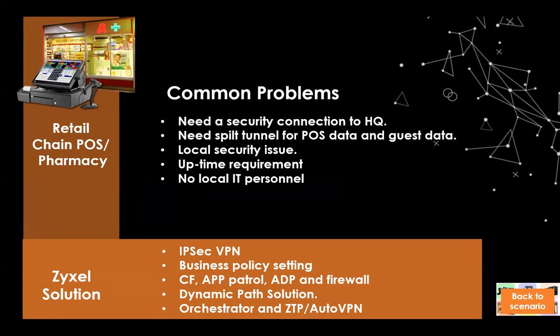Common problems are that they need a secure connection to their main headquarters that provides all of their data, the reporting information, and any updates to the POS systems themselves. They also need split tunnel because in these retail chains they have both guest networks and the private network that they have the POS systems on. There are security issues, of course, as with all networks. They have an uptime requirement. So a lot of the reasons why retail chains get MPLS is because of the guaranteed SLAs of uptime.